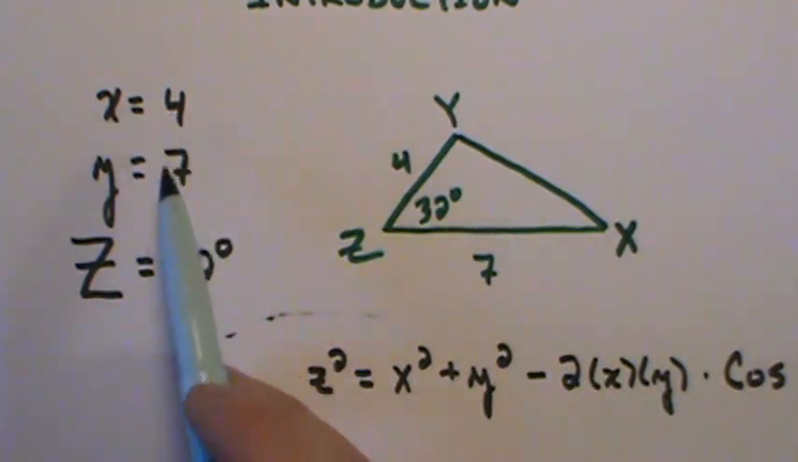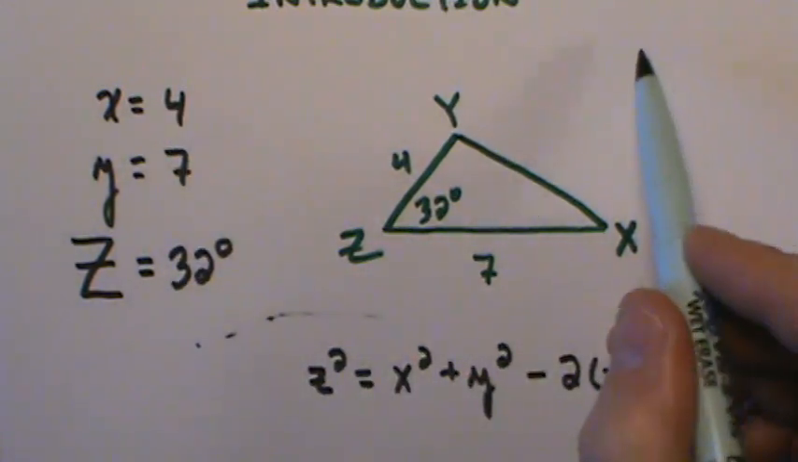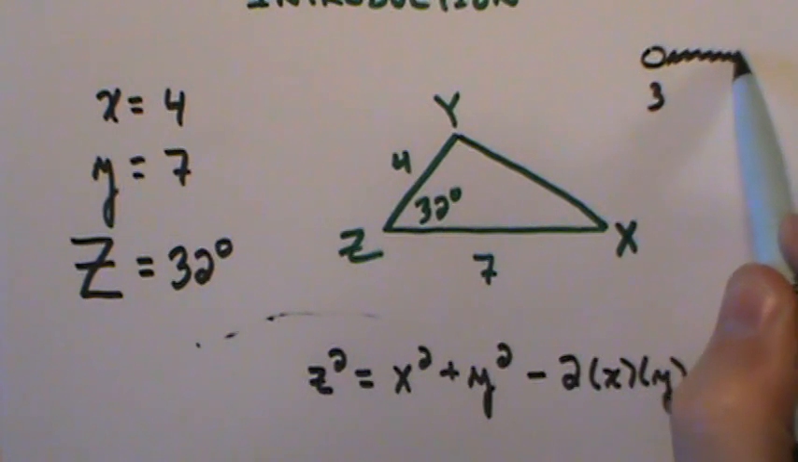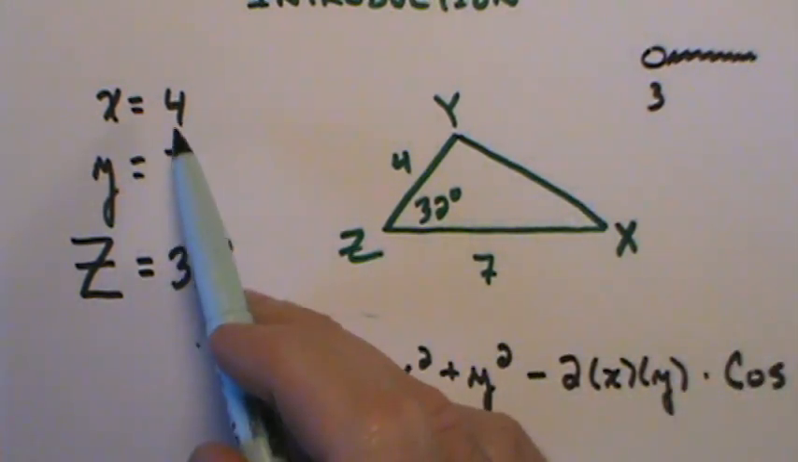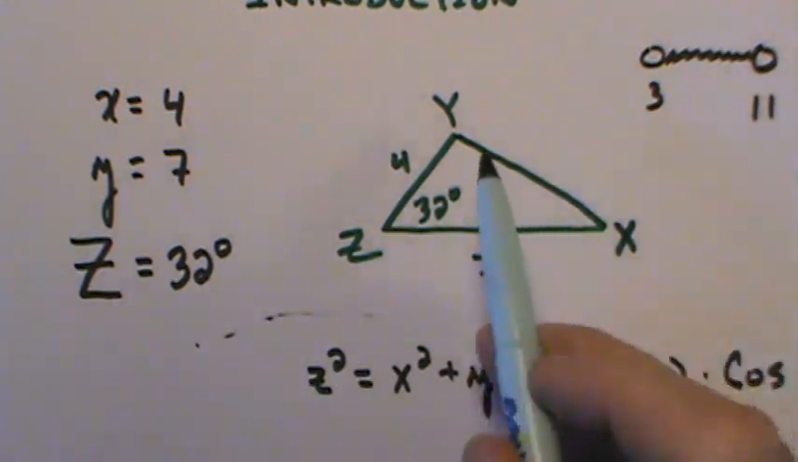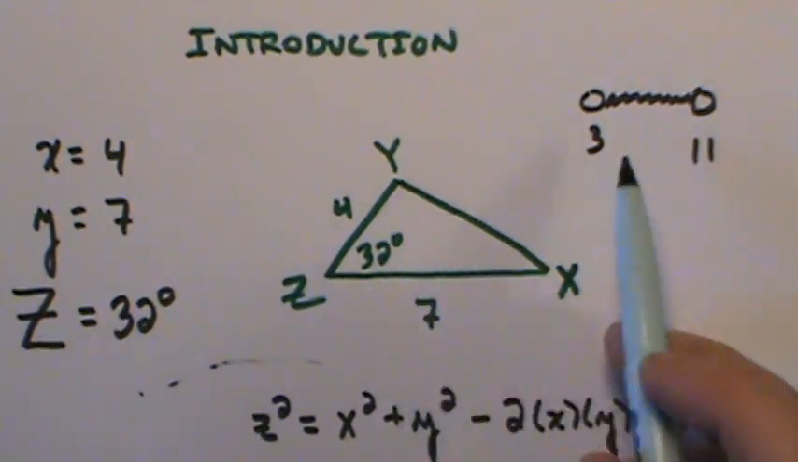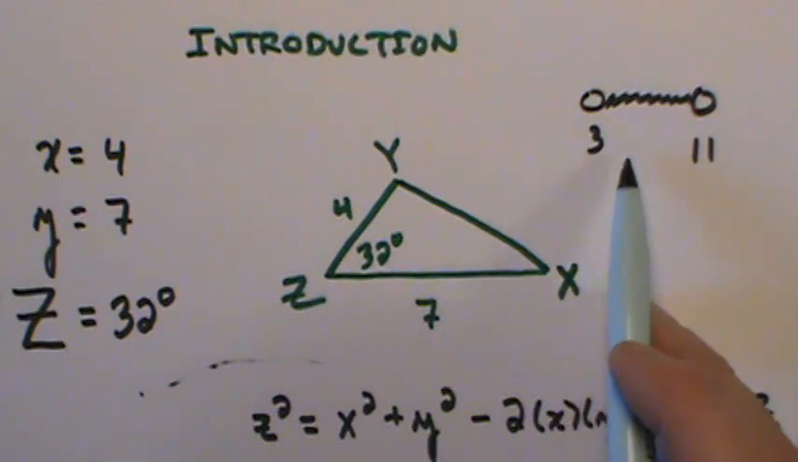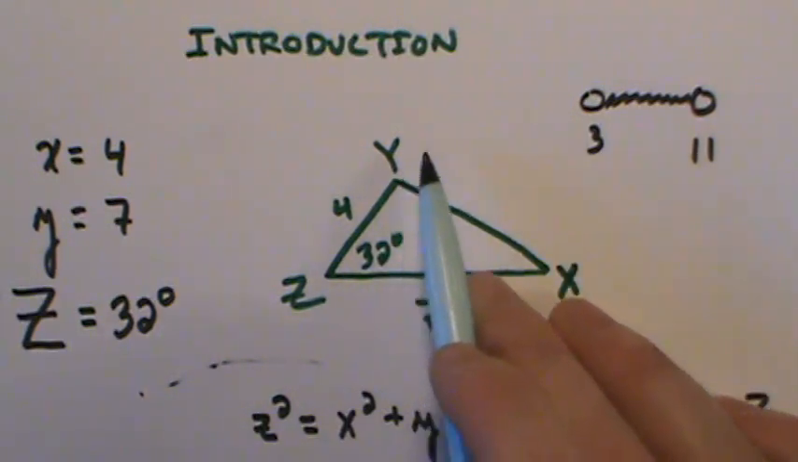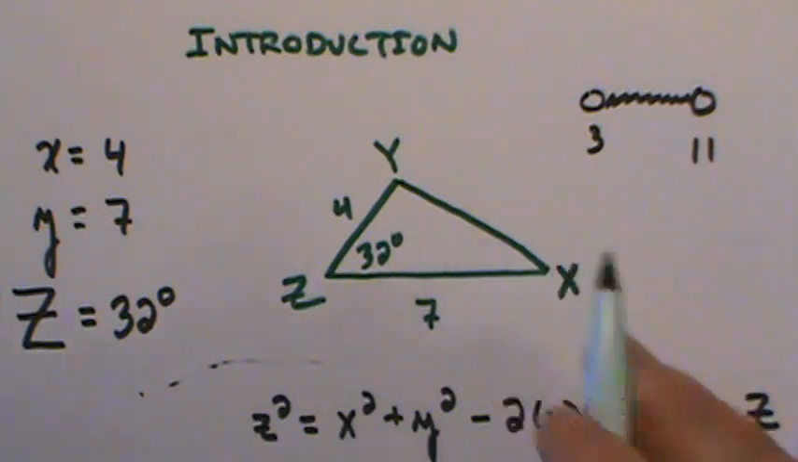So if I subtract these, 7 minus 4, I get 3. If I add them, 4 plus 7 would be 11. I know that this missing side has to have a value somewhere between 3 and 11. Let's just put that on the back burner for a minute. We know that this is going to be somewhere between 3 and 11.